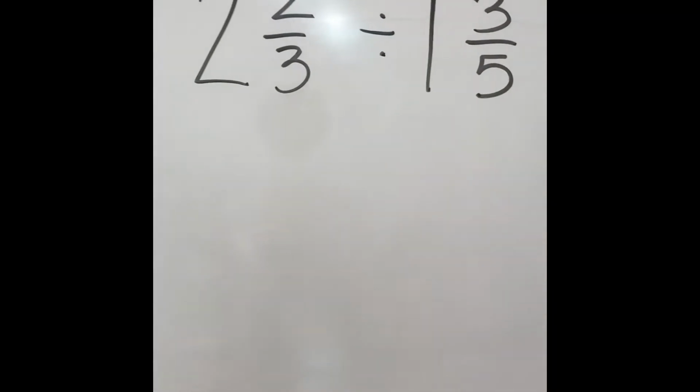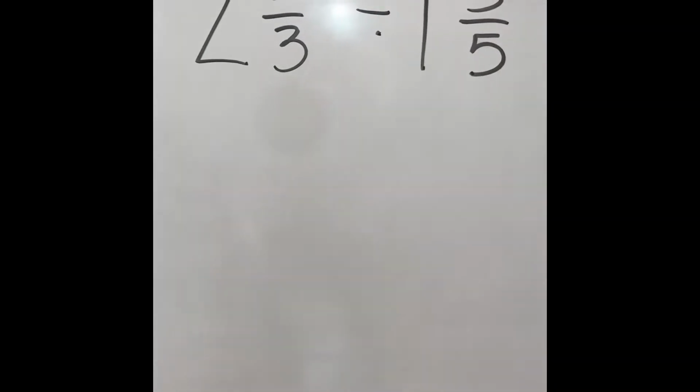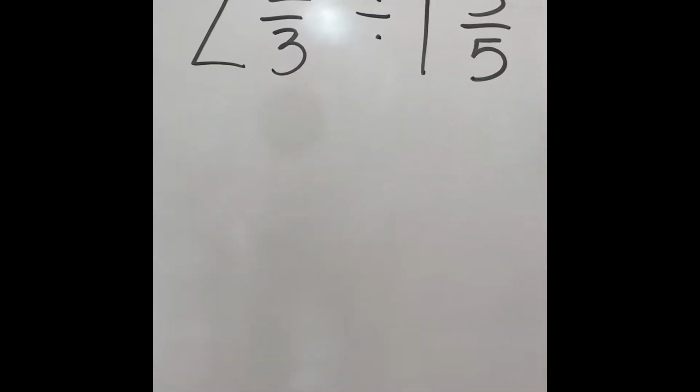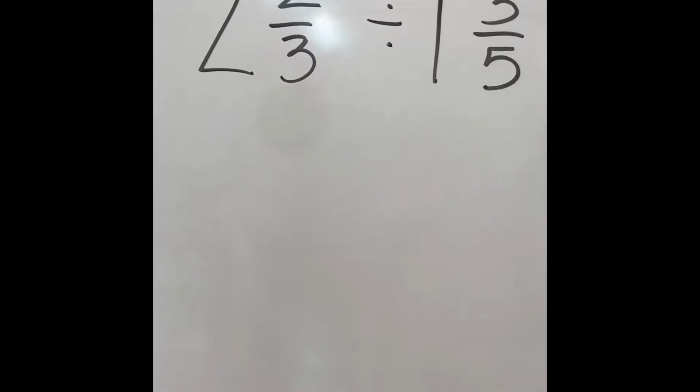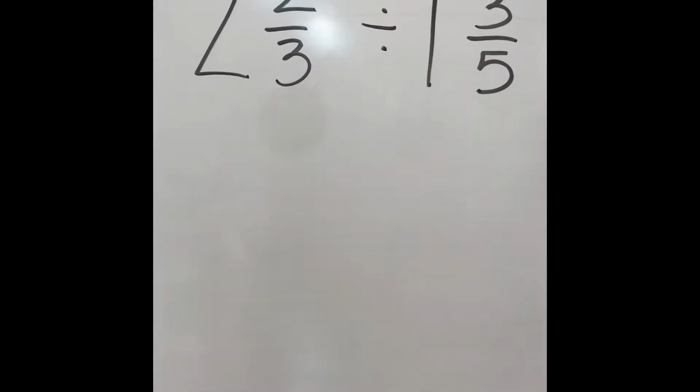So the first example on today's work is 2 2/3 divided by 1 3/5. The very first thing we need to do is change these to improper fractions.